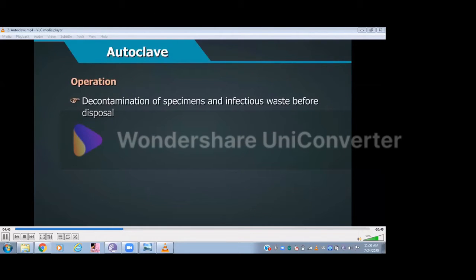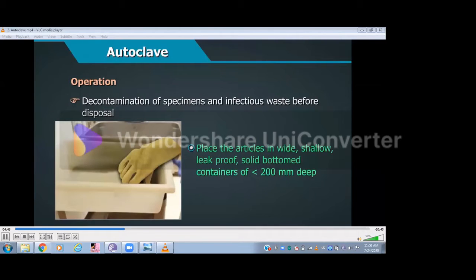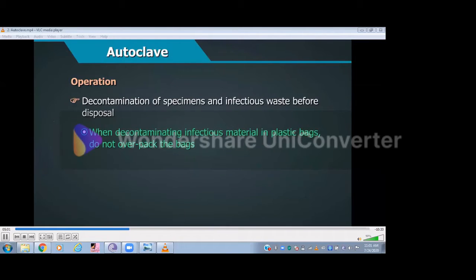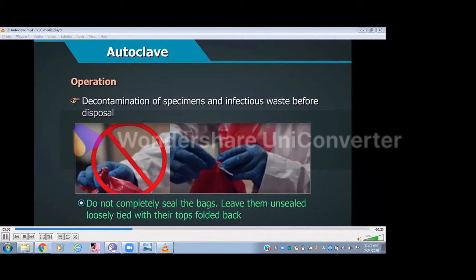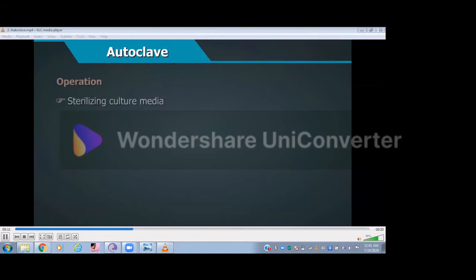Operation: decontamination of specimens and infectious waste. Place the articles for decontamination in wide, shallow, leak-proof, solid-bottomed containers, not more than 200 millimeters deep. Do not cover the containers. When decontaminating infectious material in plastic bags, do not overpack the bags. Leave them unsealed with their tops folded back.